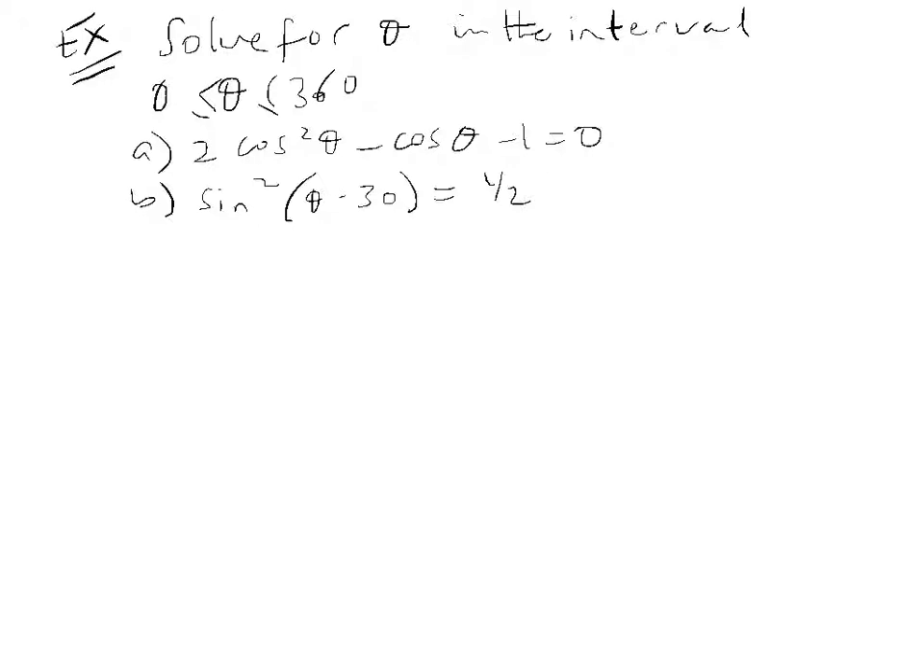Okay, so here's two exercises. I'd like you to have a go at these before we continue. You've got to solve for theta between 0 and 360. You've got 2 cos squared theta minus 1 is 0. And then you've got another one where you've got sine squared of theta minus 30 equals a half. So what you might want to do is pause the video and have a go at these, and then come back and look at the answers once you've completed it.